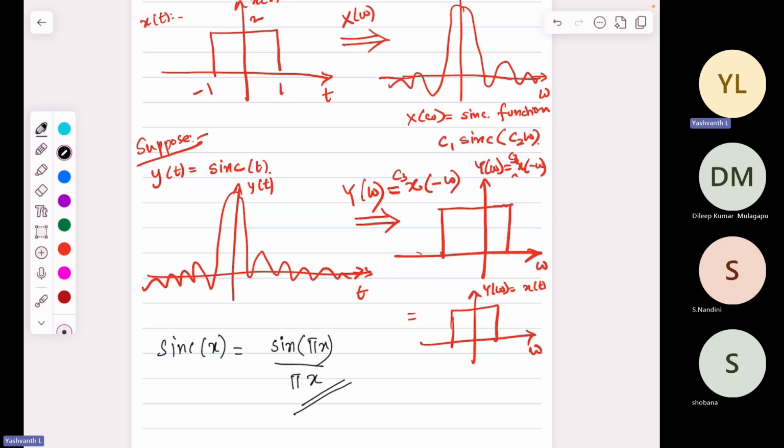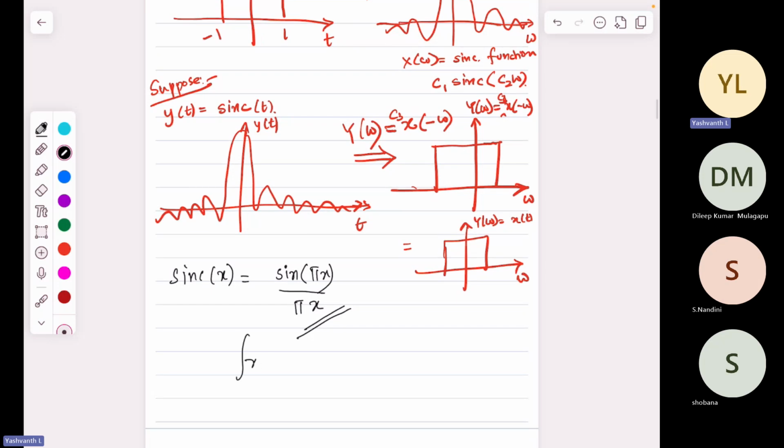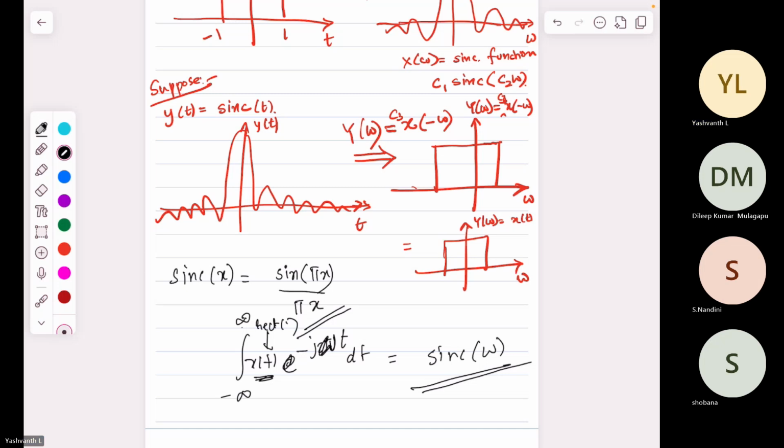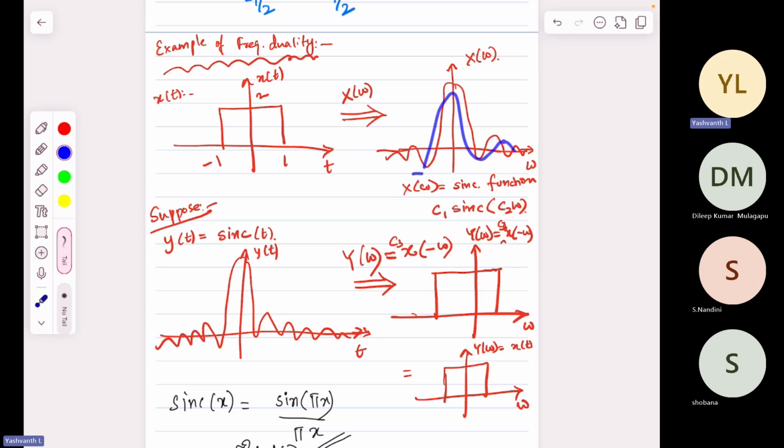It's generally adopted in the engineering field, at least in our electrical engineering field. Sinc x is defined as sine pi x divided by pi x. What you can show is that you can just do the integration. Basically, you compute the integral of x of t times e power minus j omega t dt from minus infinity to plus infinity, with x of t given by a rectangle signal. You can show that this will come out to be a sinc function of omega. That is, the Fourier transform will exhibit a sinc nature.